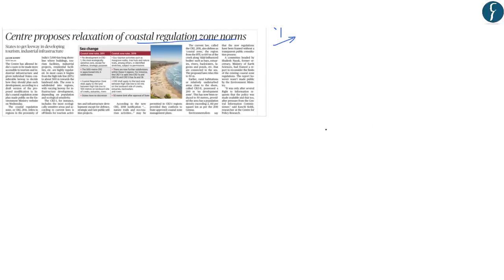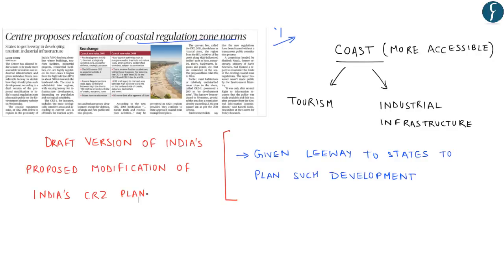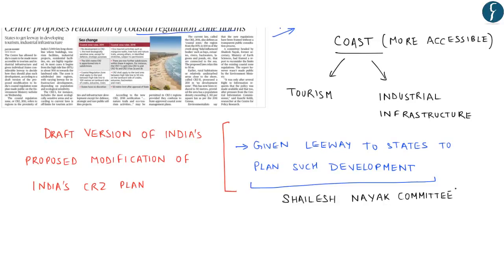Now in this news, the central government has allowed India's coast to be made more accessible to tourism as well as for industrial infrastructure, and then also given individual states considerable leeway or independence to decide how they intend to plan such development. All these recommendations are according to a draft version of proposed modification to India's coastal regulation zone. These recommendations are on the basis of a committee headed by Shailesh Nayak, which in its report recommended several changes in India's coastal regulation zone notification of 2011.